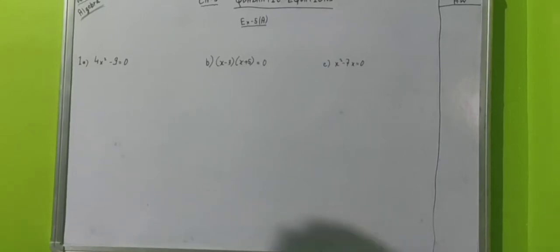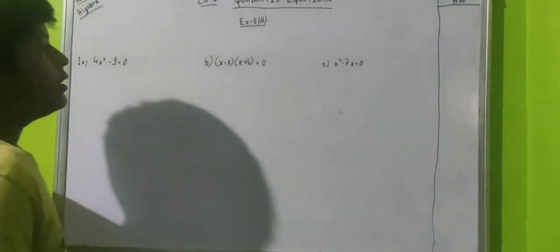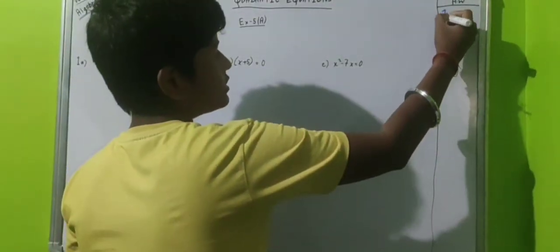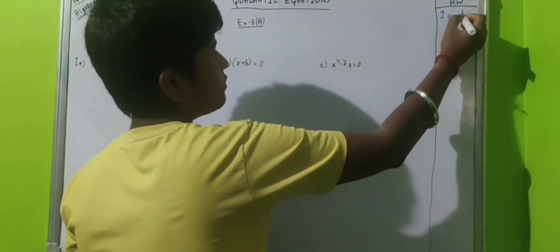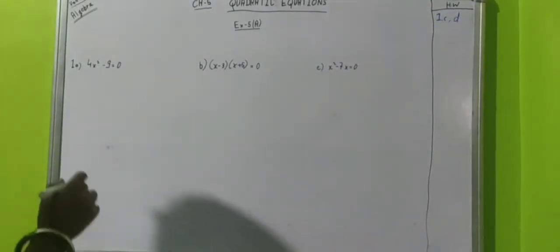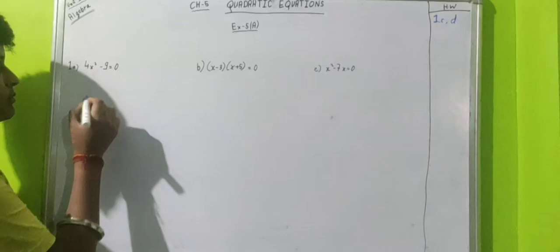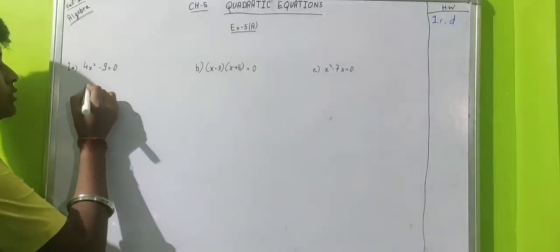So now we will solve exercise 5A. MCQ parts C and D are homework, but the answers will be in the description box. MCQ 1, part A, means question number A.